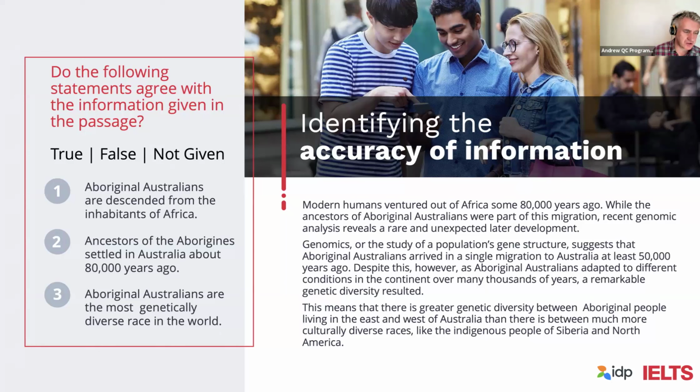With the related question type, identifying the writer's views or claims, the tip is that, remember, no means that the statement contradicts the writer's opinion, so it can't be right. Not given means that there is no information about the writer's opinion in the text, so the statement may or may not be true.